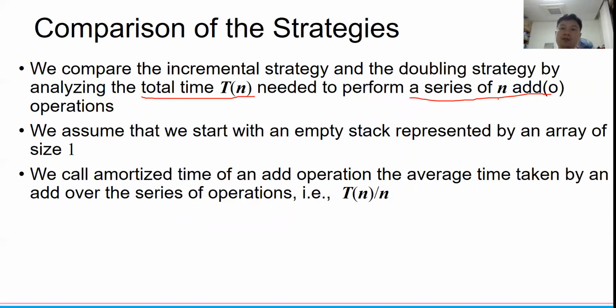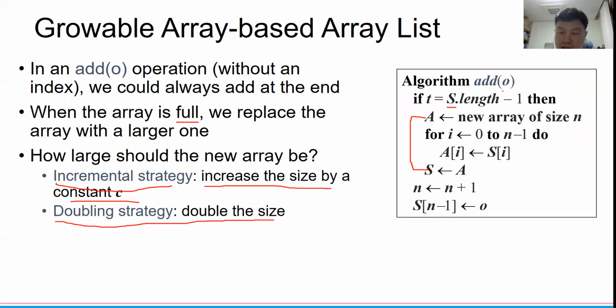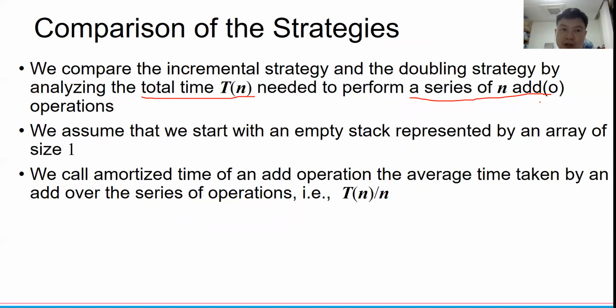Okay, so in this way you will learn about this add O. So we are just giving a new array of size n, and then we need to check this add O operation. So we assume that we start with an empty stack, so it's just an empty list, represented by an array of size 1. So we start with 1, the size of the array is 1, and then we can call amortized time. Okay, you need to understand this one later. I will talk about this one.